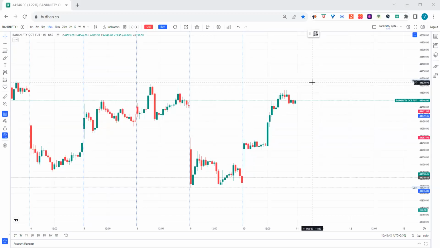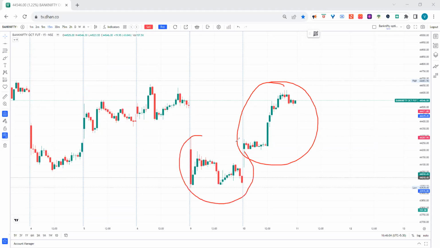Welcome to this video on candlestick psychology. I'll be using today's market itself as an example to convey this simple point of candlestick psychology and how it can be used to interpret the market sentiment. So this is today's Bank Nifty chart. As you can see, this is today's price action, and this is yesterday's price action, right?